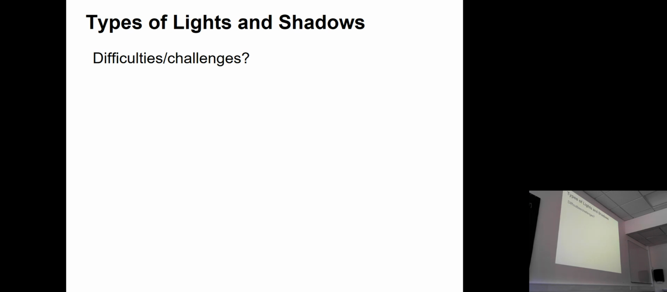So what can be difficulties or challenges when you are trying to model lights and shadows? So imagine you have to model shadows. What are the problems you might face?